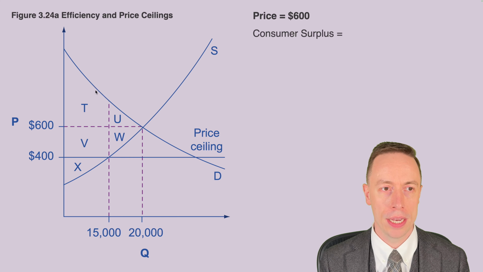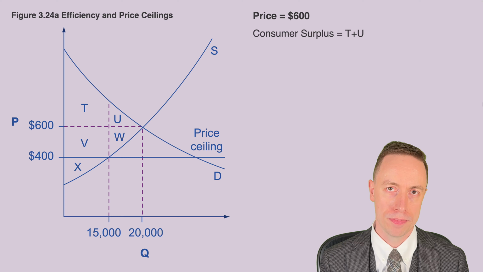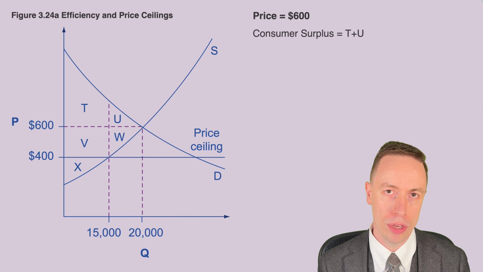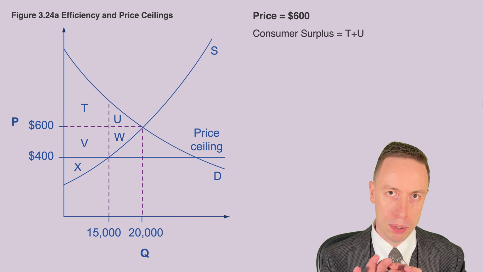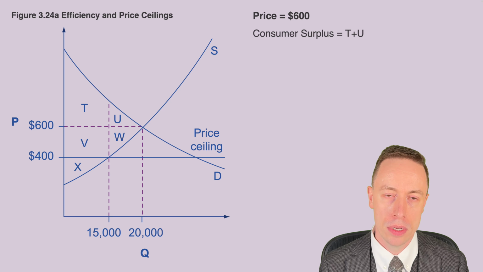Willingness to pay higher than $600. So the difference between those willingness to pays and the $600 price point, we have areas T and U representing consumer surplus. So that's the same area as in the previous graph. Now I've just split it up into two separate areas, and you'll see why in just a second.